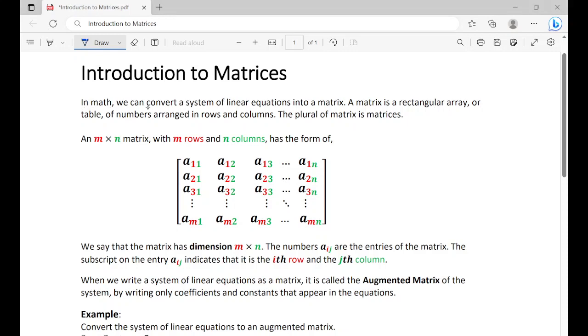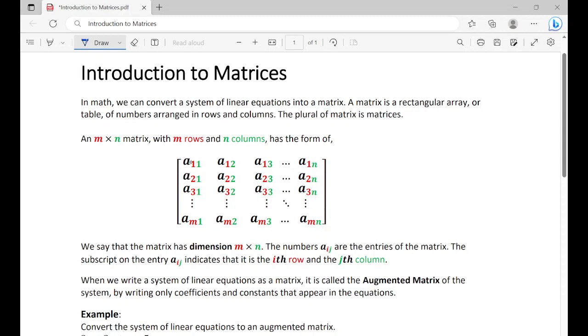In math, we can convert a system of linear equations into a matrix. A matrix is a rectangular array or a table of numbers arranged in rows and columns. The plural of a matrix is called matrices. So, if we have an m by n matrix, where m is the rows and n is the columns, it has the following form here. This is what a matrix will look like.